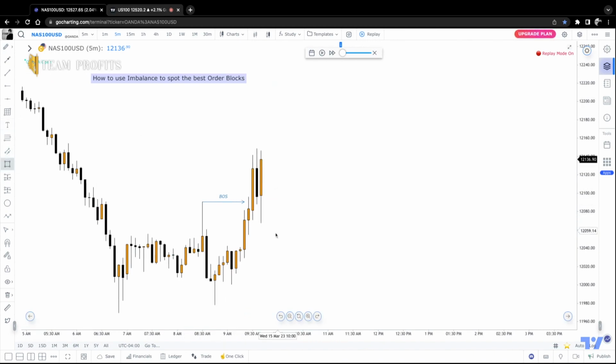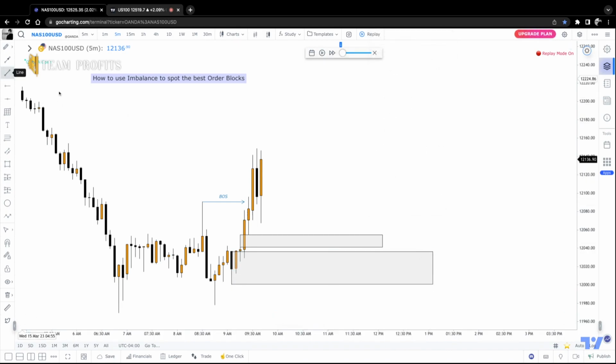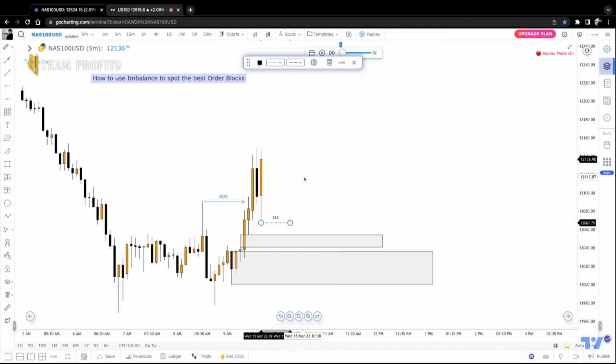So we're going to mark it up. The only imbalance that I'm seeing so far is this one. And where would my order block be? My order block would be at the bottom, which is this one right there. One of the other things that I always want to see is liquidity. I want to see the market actually building up liquidity.